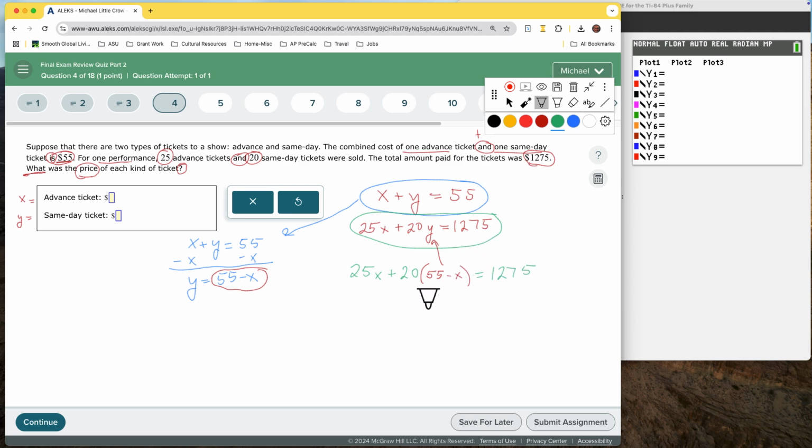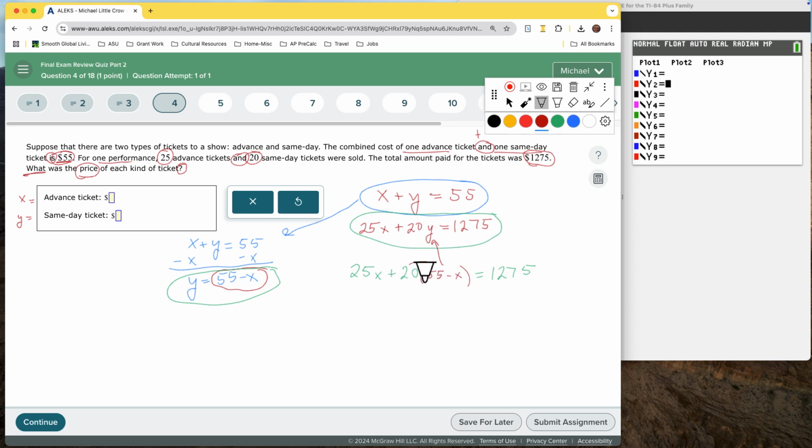Notice that modification. Now we have a single equation with one unknown. We can solve this for X. Once we get X, we plug it in here and solve for Y. Or actually, we've already got a Y. We got this equation over here, right? We'll plug in X and we'll get Y. 55 minus whatever X is will give us Y. Okay, so let's get to work.